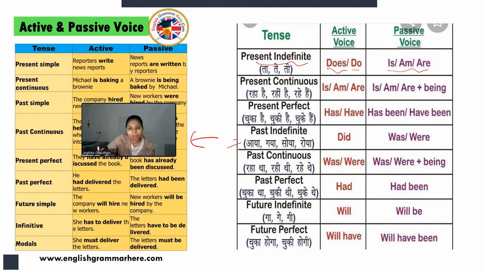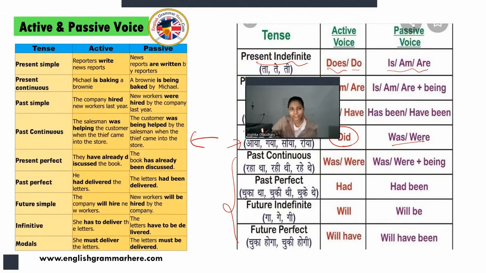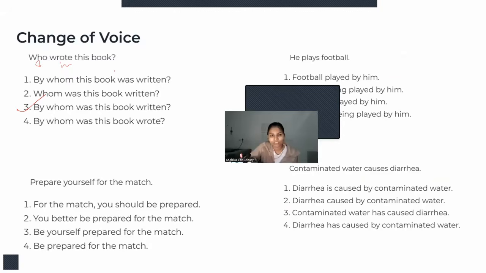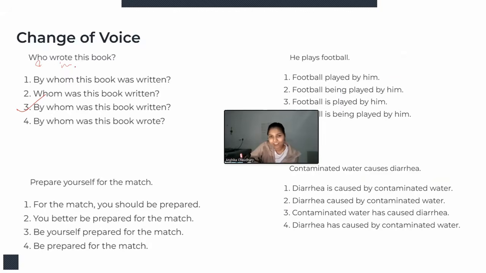Similarly, for past indefinite or past simple, if we are using an interrogative or negative sentence, we will be using did not. But in past simple affirmative, the second form of the verb will be converted to the continuous form, was or were. Similarly, all the rules are given here. This chart I have attached so that you can revise your concepts easily. And there are some examples I have taken. Who wrote this book? So wrote was the past verb, so it would be converted to past continuous.